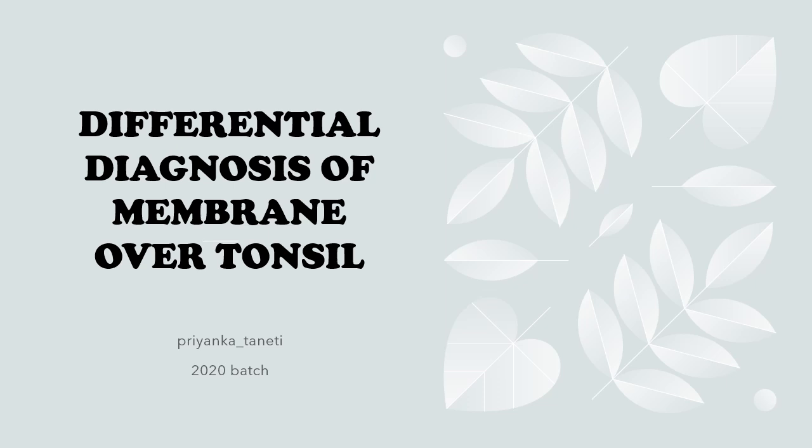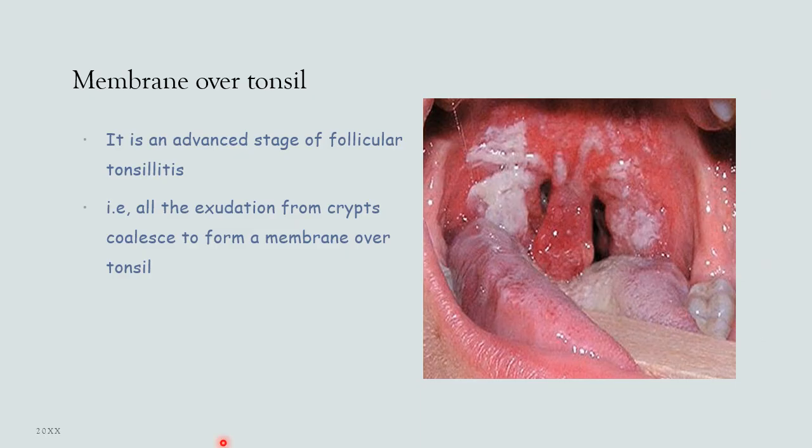Now we're going to discuss the differential diagnosis of membrane over tonsil. So what exactly is a membrane over tonsil or membranous tonsillitis? It is an advanced stage of follicular tonsillitis. So basically in follicular tonsillitis, the infection is always spreading into the crypts of the tonsil, and the crypts of the tonsils are always filled with purulent material. All this exudation from the crypts will coalesce to form a membrane-type of thing over the tonsil.